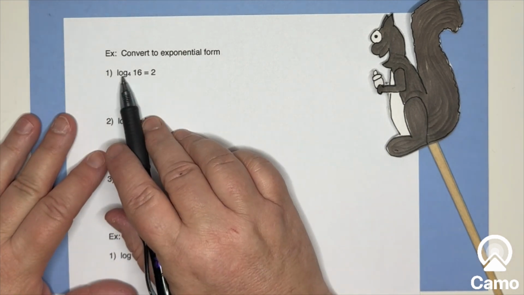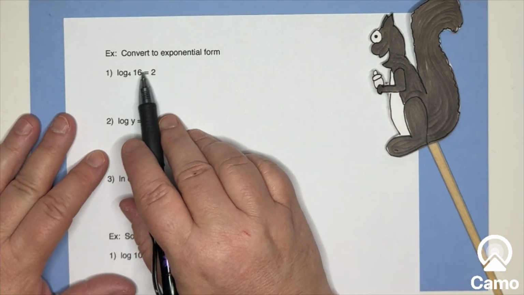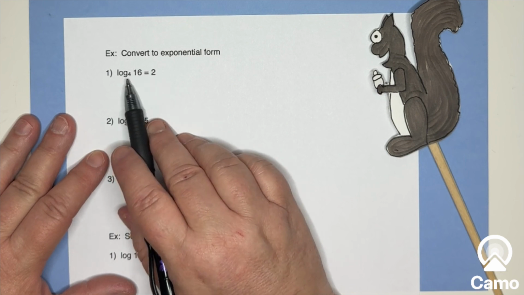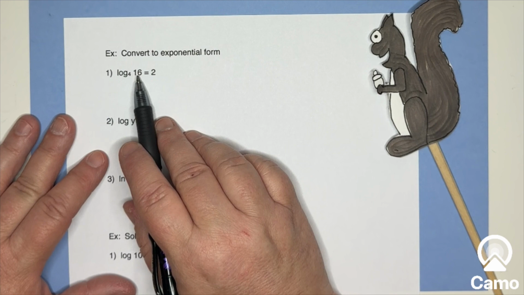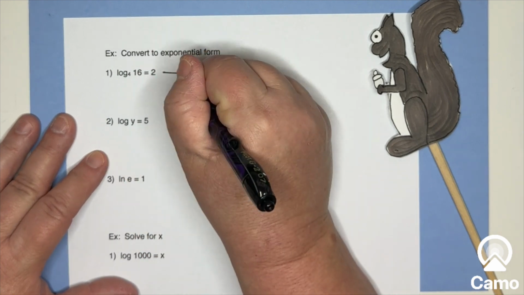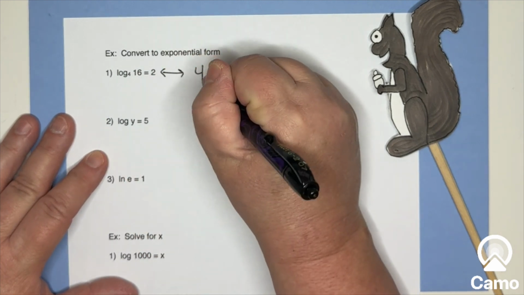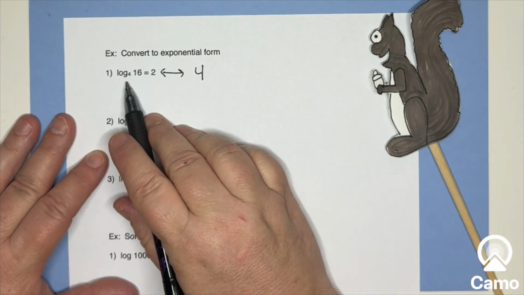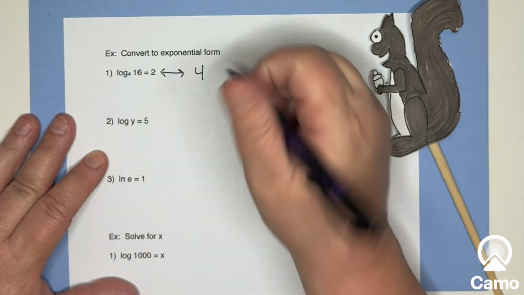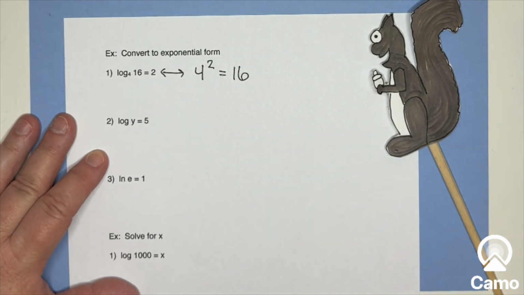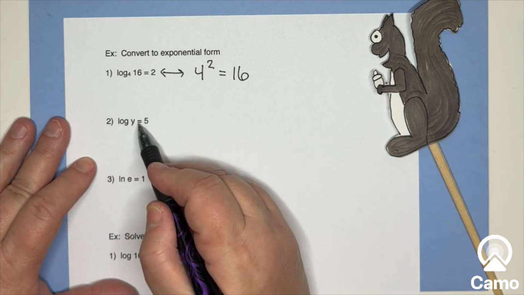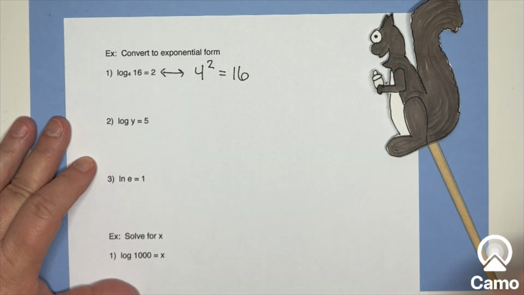So if I have log base 4 of 16 equals 2, remember that, what does that mean? How many 4s multiplied together in 16? And the answer is, if I take 4, so I always start with the base, and then I go across to the answer, and I square it, that gives me 16. Woohoo! Okay, now log of y equals 5, we're missing information.